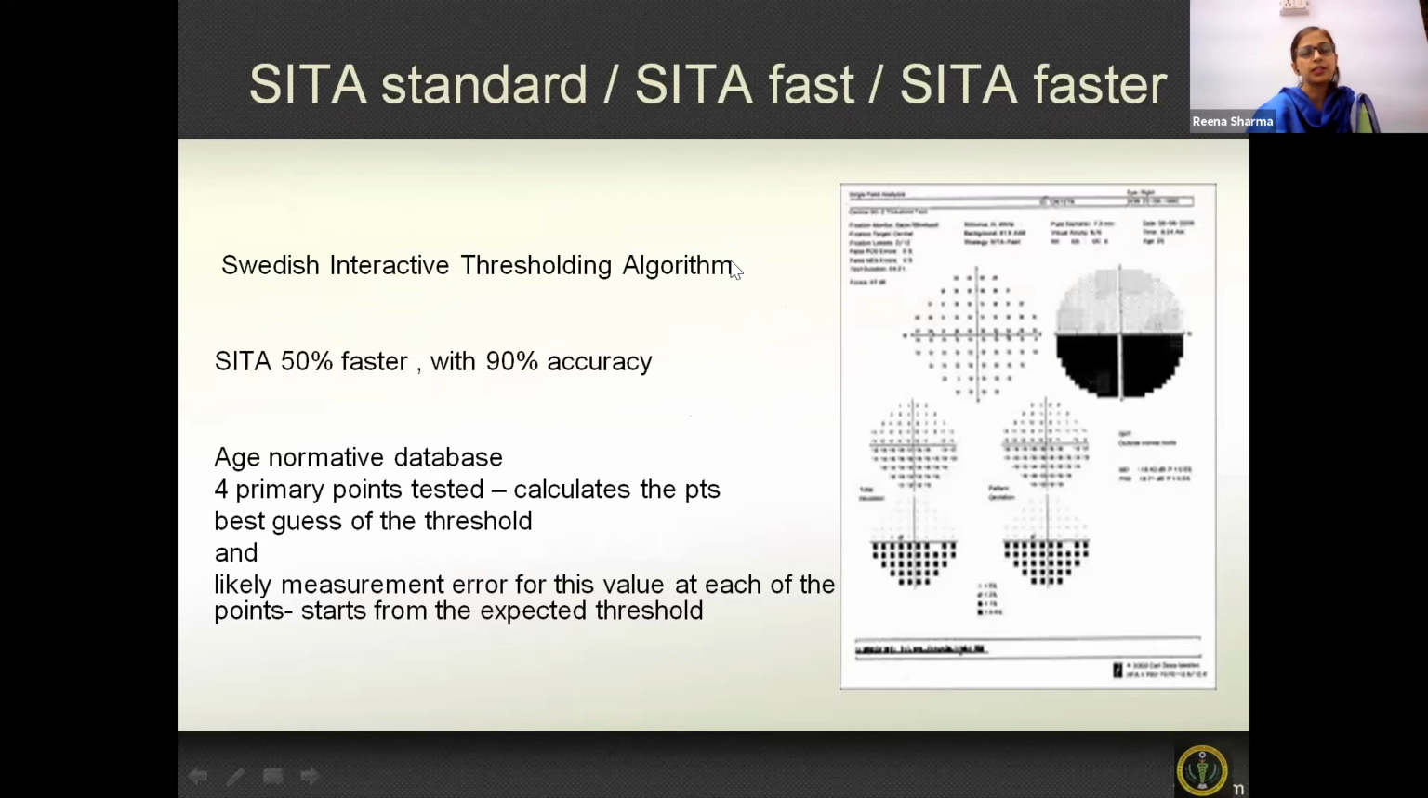It uses various parameters, most importantly the age-normative database plus the results of the 4 primary points tested in each of the quadrants of the field. The machine uses these values to calculate the best guess of the patient's threshold at each of the test locations, and this keeps changing as the field gets charted more and more. So the time taken to plot a particular point is reduced, and therefore the overall time needed for the test is also reduced.